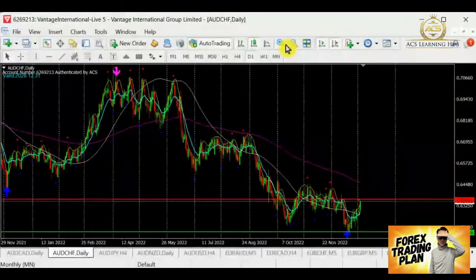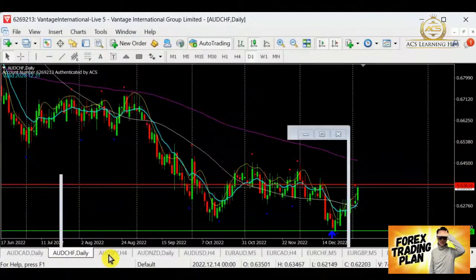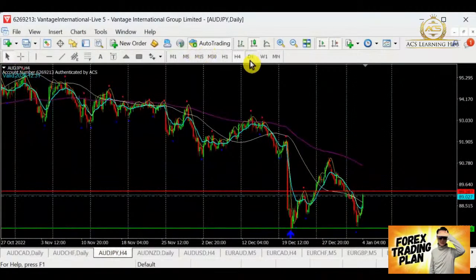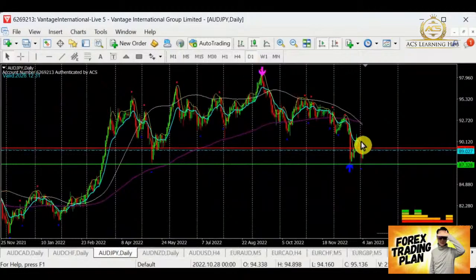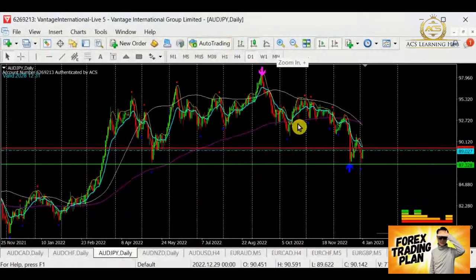Aussie franc is the same thing. We are looking out for the resistance. Since yesterday we are waiting, so now we are going to keep this as well. It's not there yet. For Aussie yen, we are in the bear, but today we have a retracement after it tested on the support.